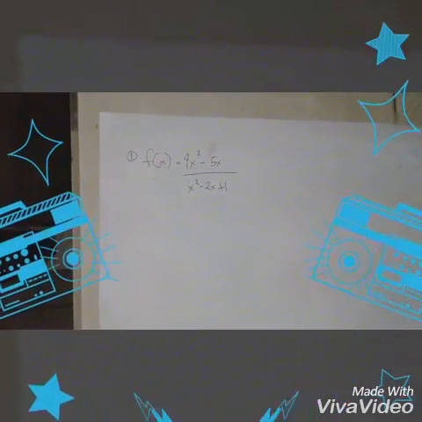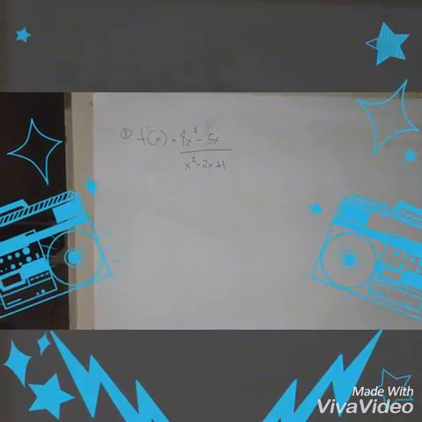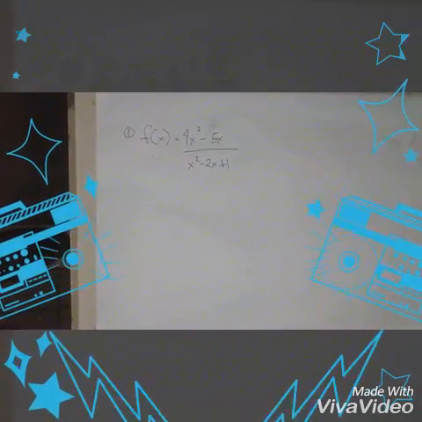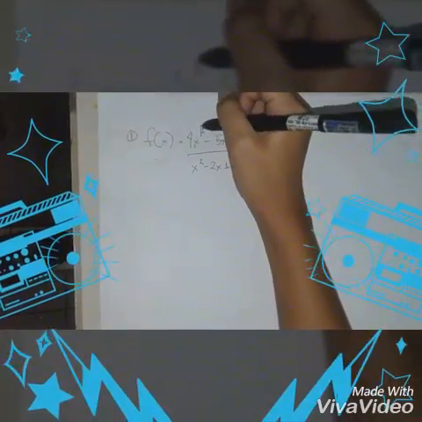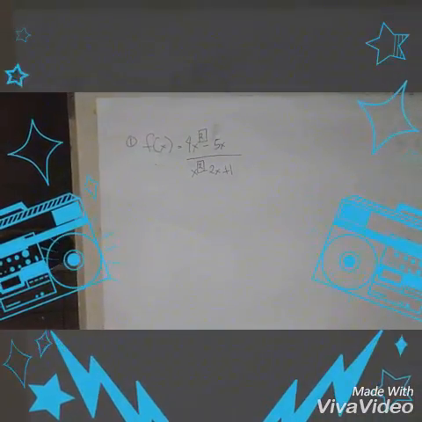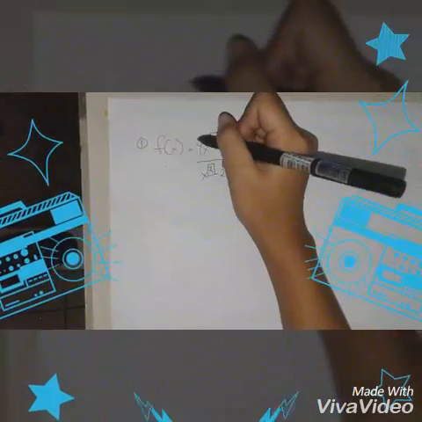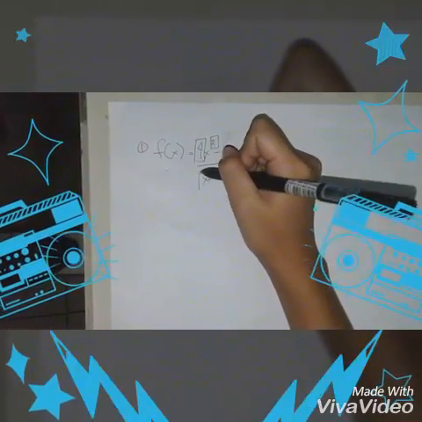First, we must compare the degree of the polynomials. Both the numerator and the denominator are second degree polynomials. So this is our degree. Since they are the same degree, we must divide the coefficients of the highest terms. This is the coefficient.